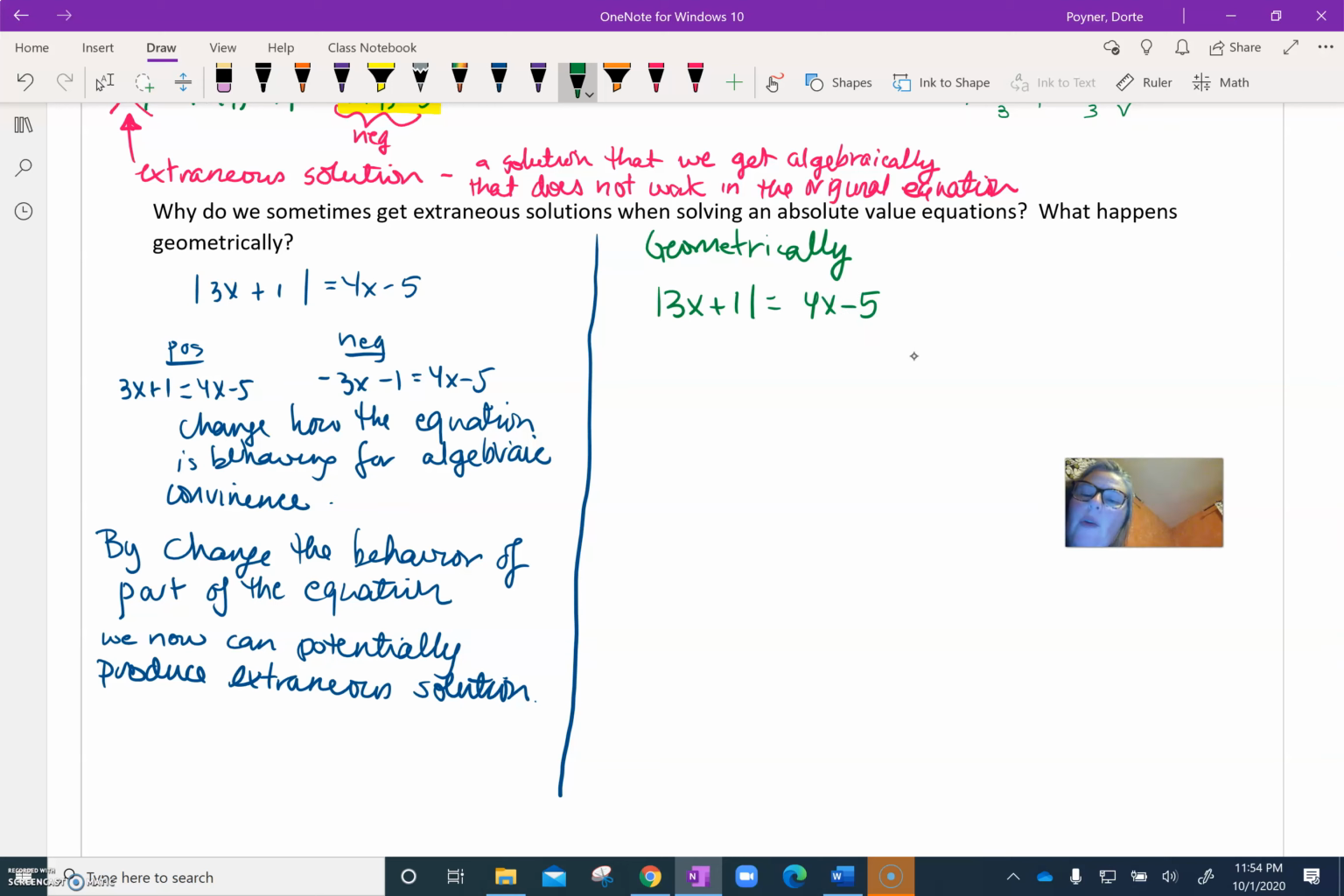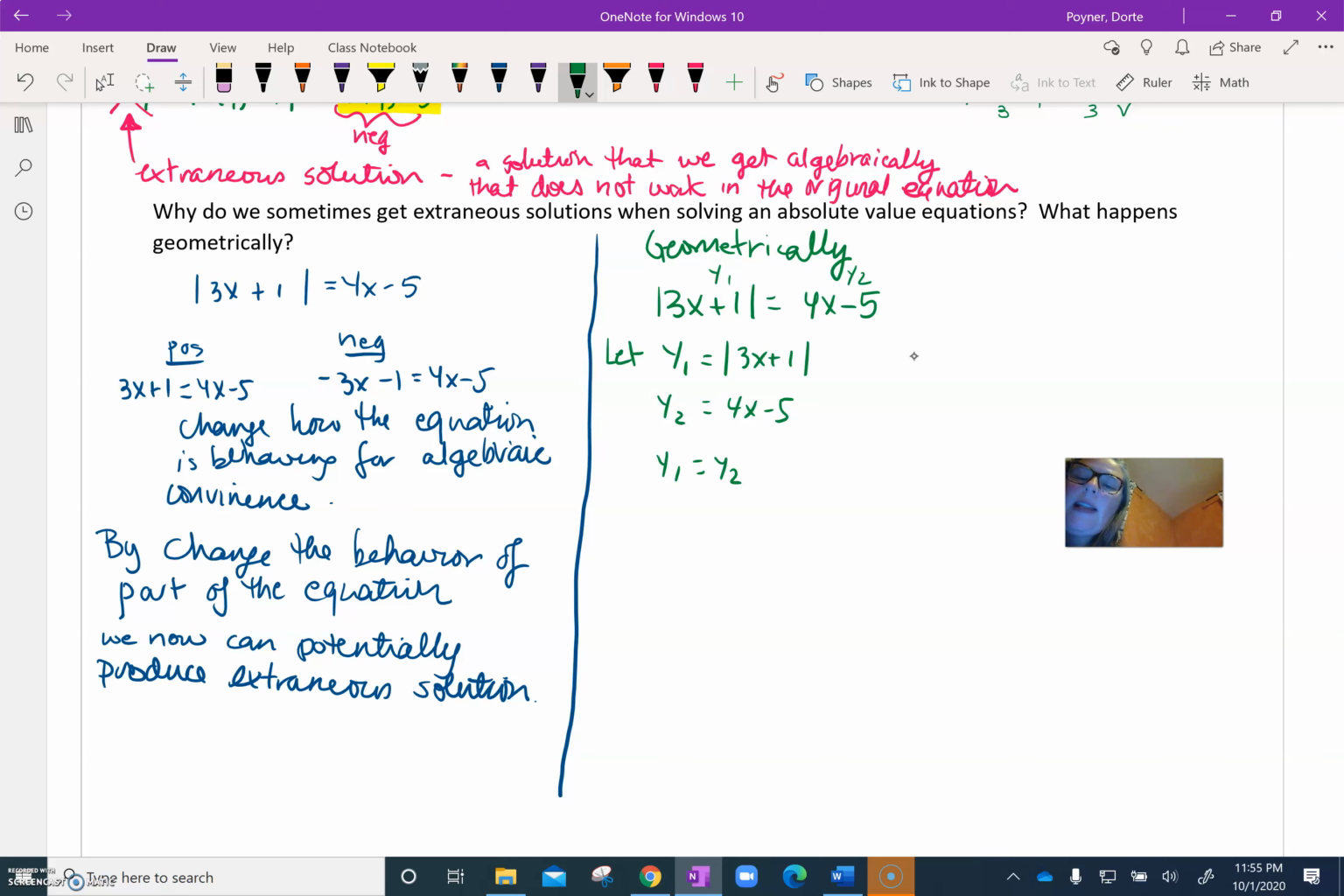I'm still going to use this one. Right now, we have one variable only, okay? When we're solving in one variable, we are on the number line. So I'm going to temporarily introduce another variable to help me explain this. Let y sub 1 equal the absolute value of 3x plus 1, and y sub 2, so that there's two different y's, is going to be 4x minus 5. So we're looking for where y1 is equal to y2, essentially, because that's here. This is y1 and this is y2, the two sides of the equation.